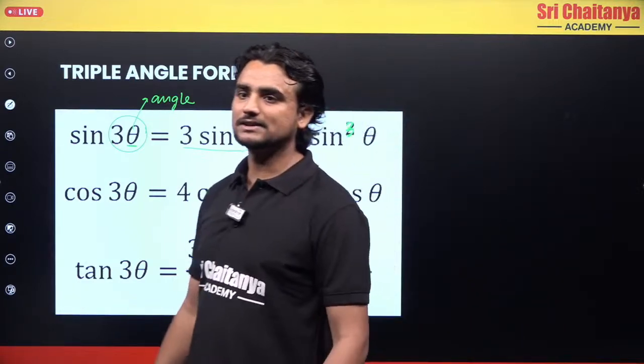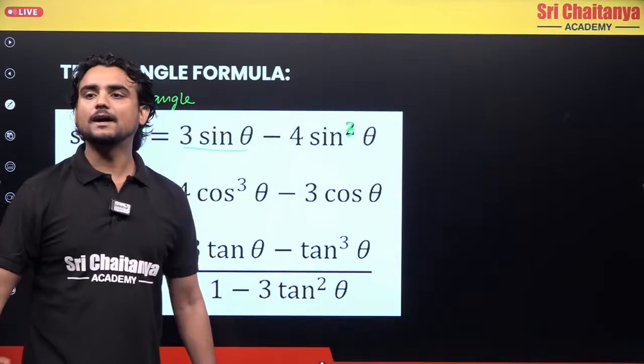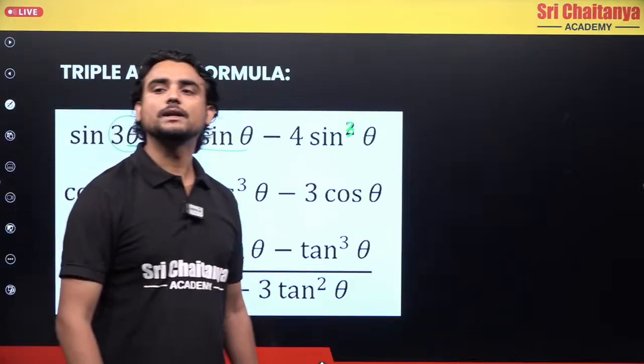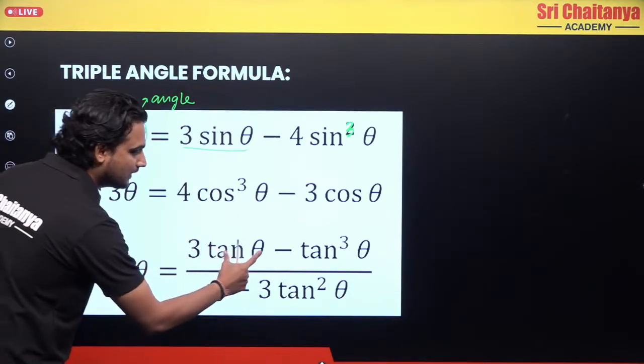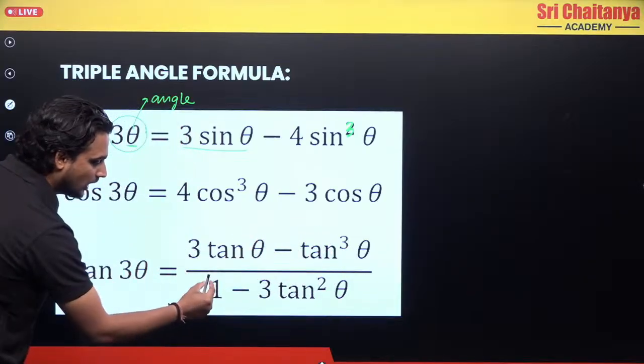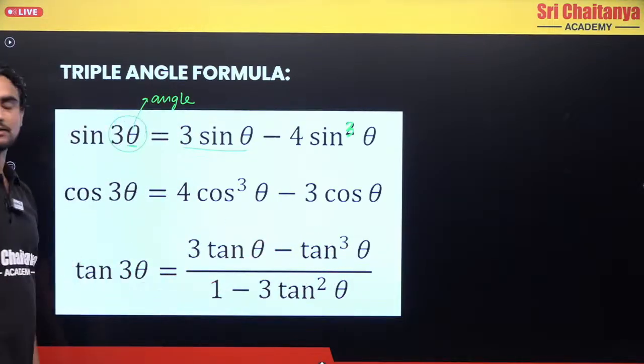Now what is tan 3 theta? 3 tan theta minus tan cube theta upon 1 minus 3 tan square theta. What is tan 3 theta? 3 tan theta minus tan cube theta upon 1 minus 3 tan square theta.